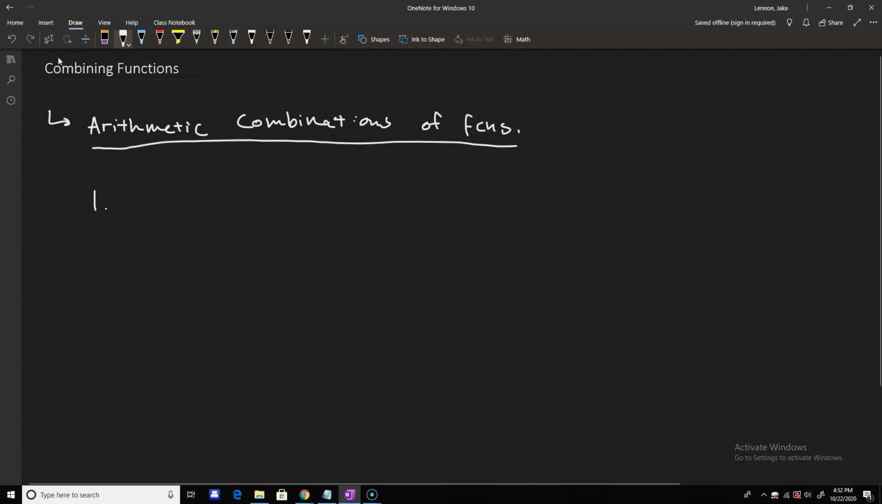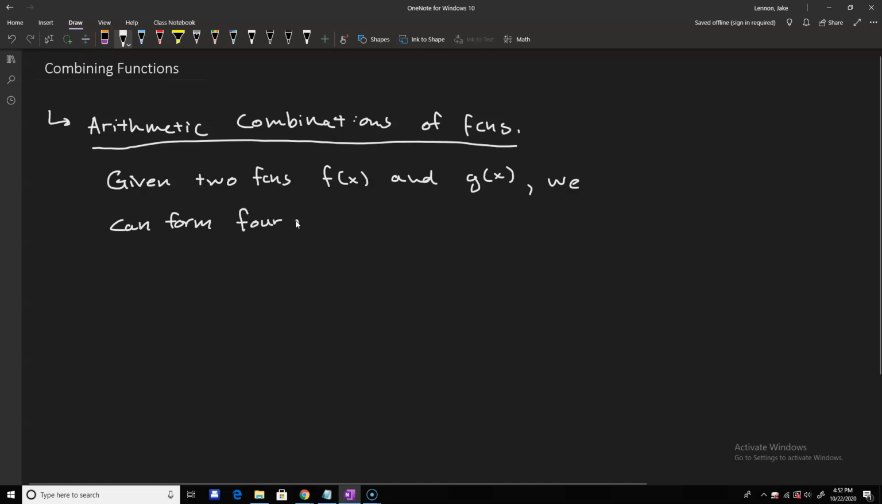So let's start by saying we're given two functions. We need two functions to combine them. So given two functions, let's say f of x and g of x, we can form four new functions. The first one, we'll name it f plus g of x. And that name is just to let you know that it's done in the obvious pointwise fashion of adding f of x to g of x.